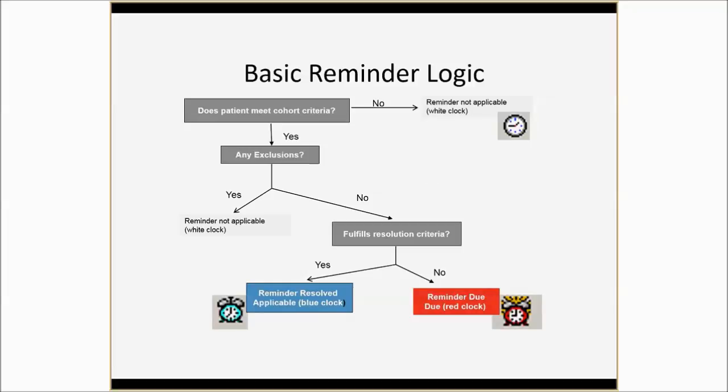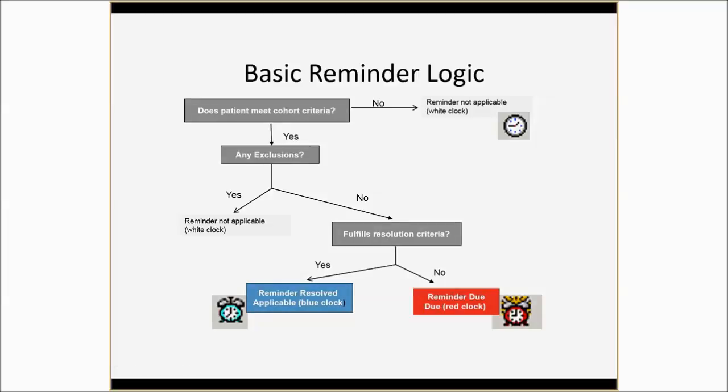So first, it's going to look and see, does the patient meet the cohort criteria? If it's no, the alarm clock will not turn on. It will be white because it's not applicable. If it's yes, then it's going to look for any exclusion. For example, like HIV, the exclusion is if there's a history of HIV, and if it's yes, it will make it not applicable in that case. So if they have the HIV disease, then we don't really want to order another HIV test. So it's going to be not applicable.